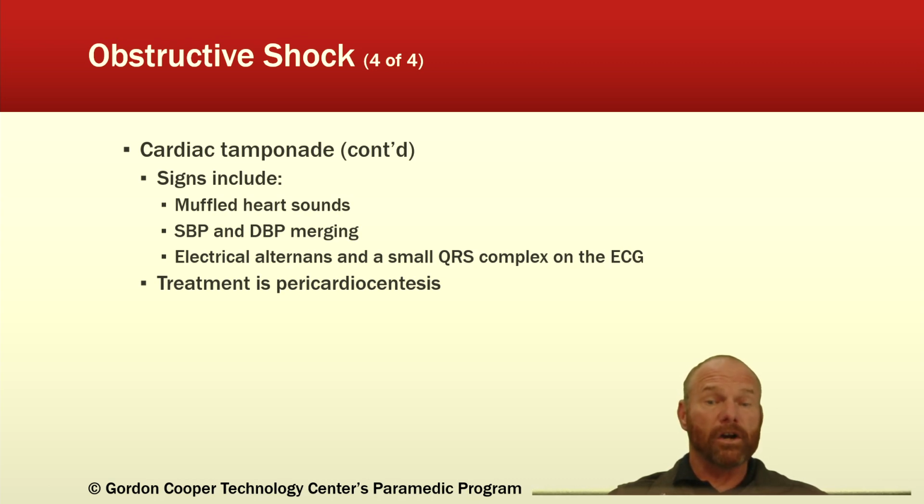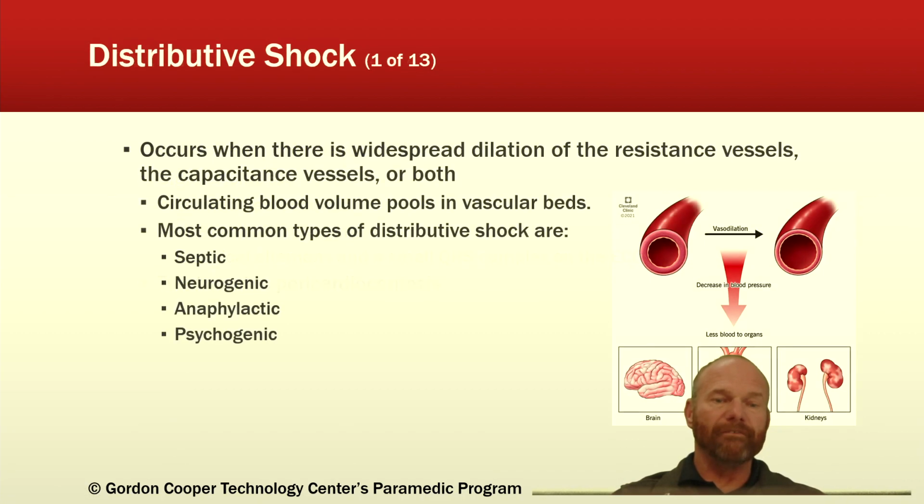So they do a pericardiocentesis. So that's that procedure to remove that fluid from the pericardial sac, relieving pressure on the heart, and the best thing is it restores that heart back to normal function. Then we get into distributive shock.